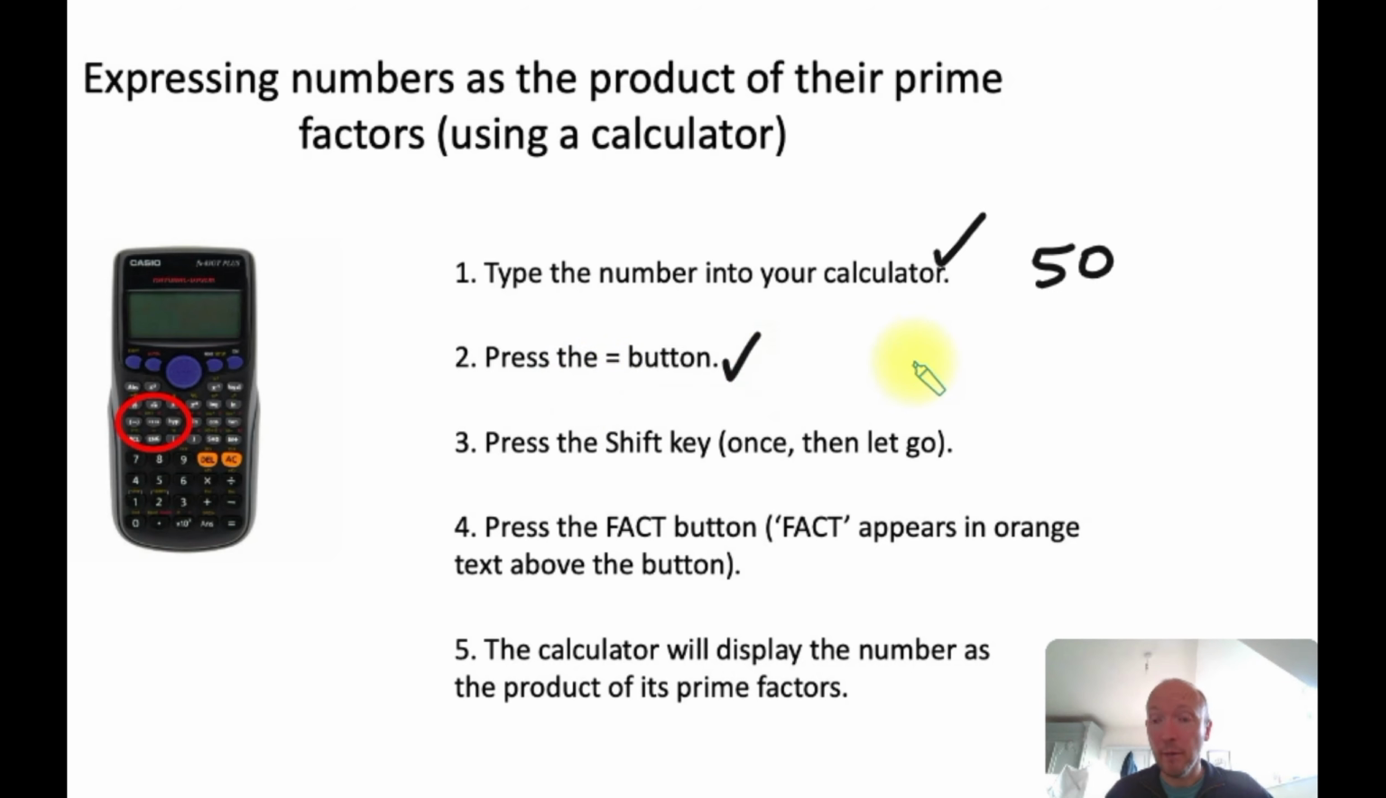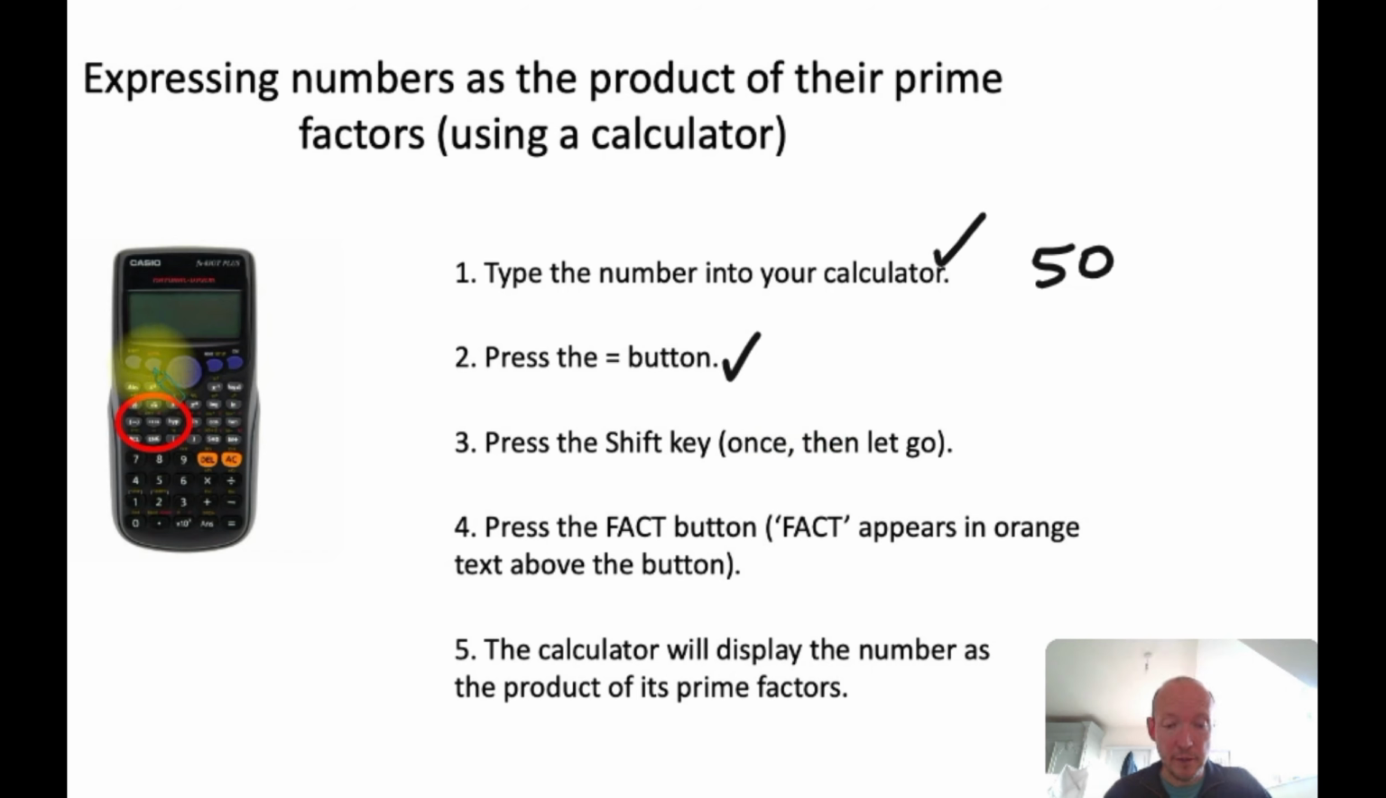That sounds really strange, but press the equals. When you do that, what's it going to display? It's going to display 50. Now, that's kind of obvious, 50 is 50, but we need to press that equals button or the next thing doesn't work. And I say that because this is the thing I myself tend to forget to do, is to press that equals button.